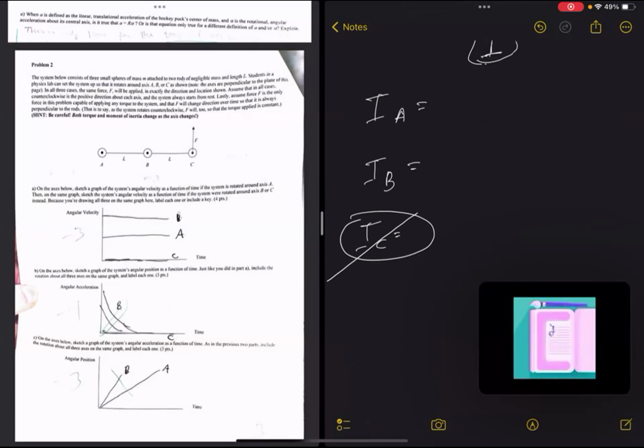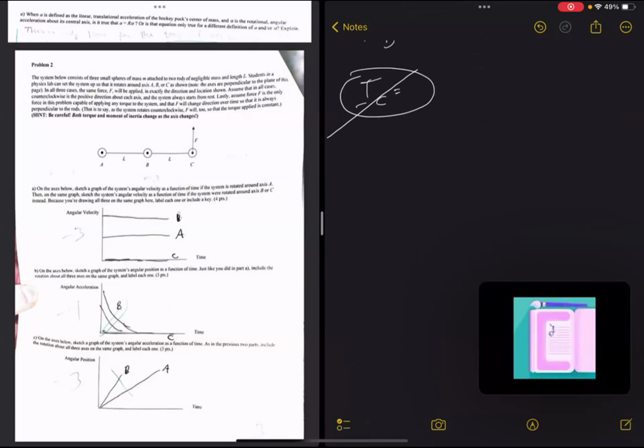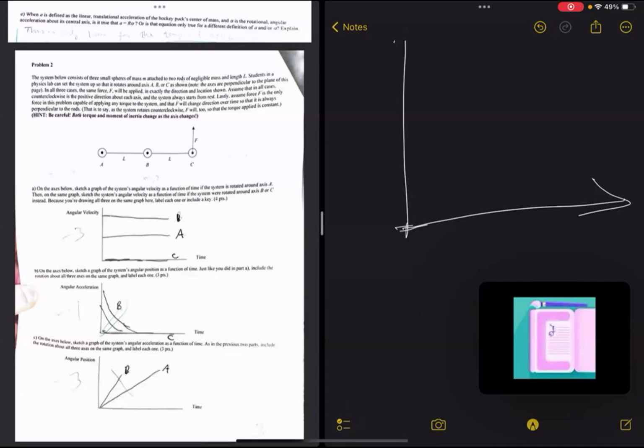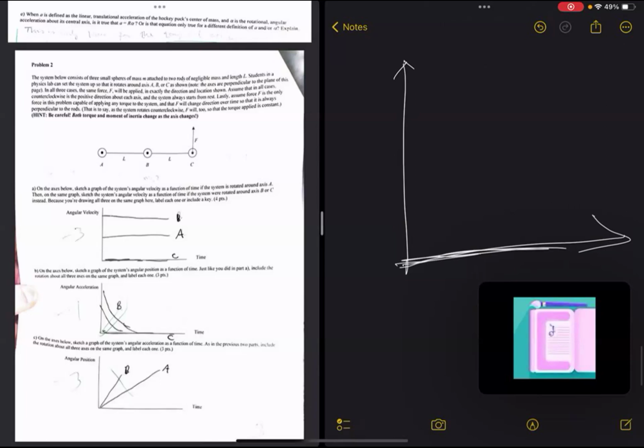Now for angular acceleration, C again would have an angular acceleration of 0, so that would just be on the axis. And then for A and B, will that be a straight line with constant slope, a horizontal line, a vertical line, or a parabolic? A straight line with constant slope for alpha versus time. Is that right?